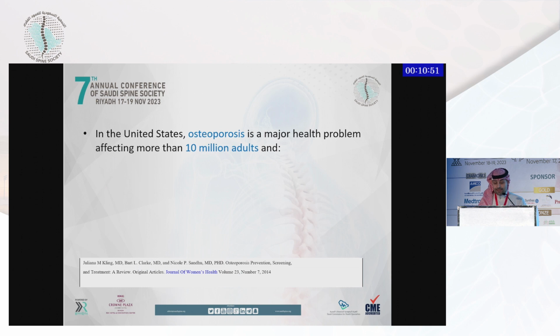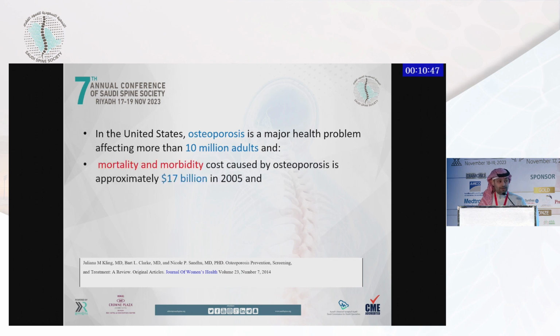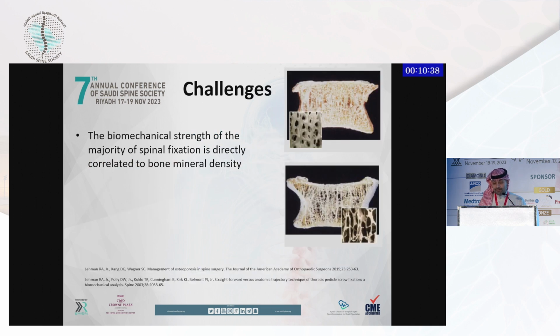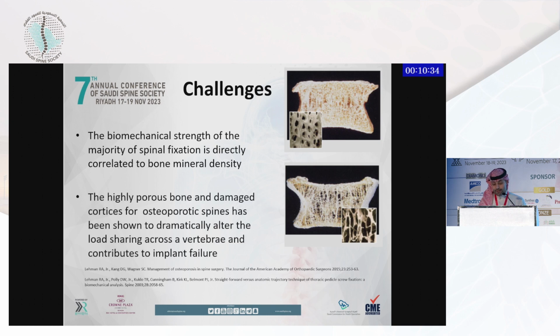In the United States, it affects more than 10 million adults, and the mortality and morbidity associated with osteoporosis can cost up to 17 billion a year. The challenge associated with osteoporosis is that the porous, damaged bone will dramatically affect the load sharing across the vertebral body, which contributes to implant failure.